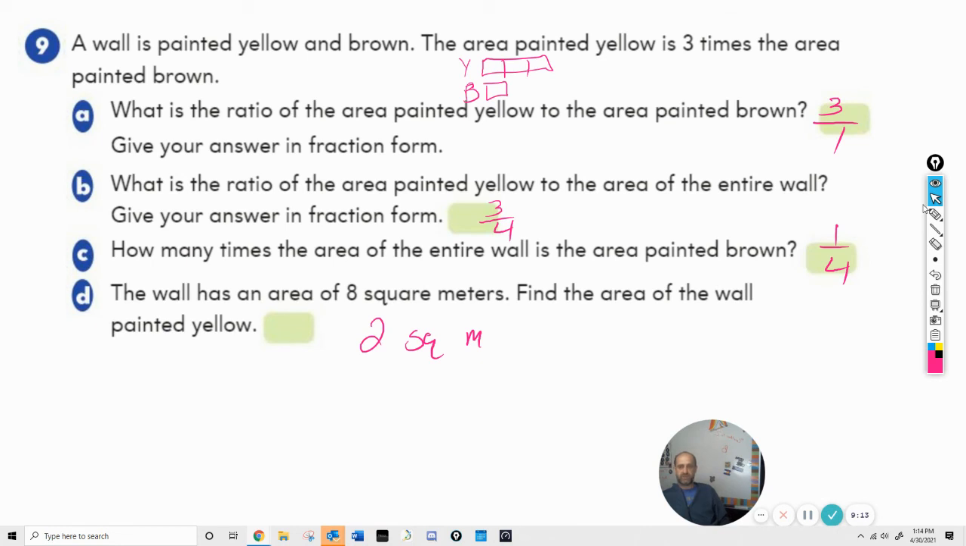All right, ratio of yellow to the brown, 3 to 1. Yellow to the entire wall, 3 to 4. How many times the area of the wall is the area that's brown? 1 to 4. And if the wall is 8 square meters, how much is yellow? Oh, see, I goofed that one up too. How much is yellow is going to be 6 square meters. The whole thing's 8, then each unit's 2, so it's 6 square meters.